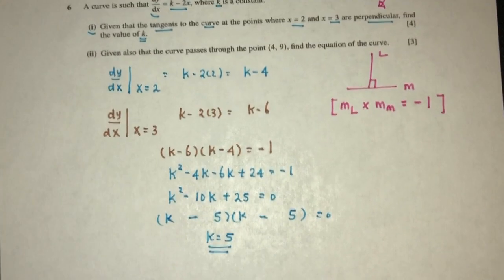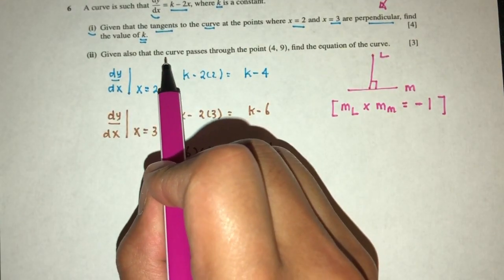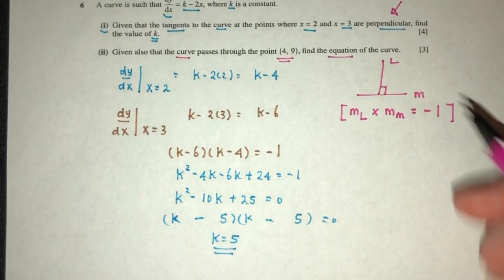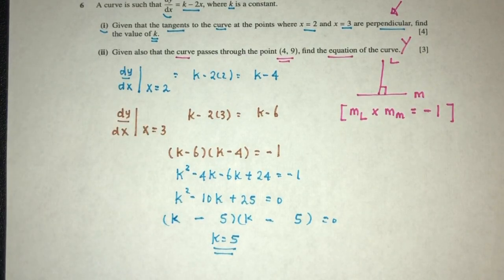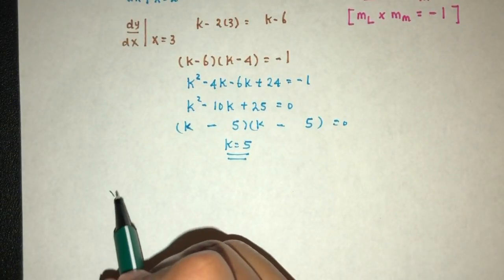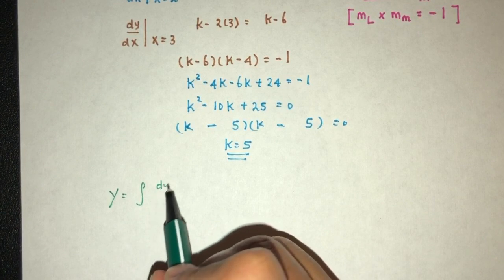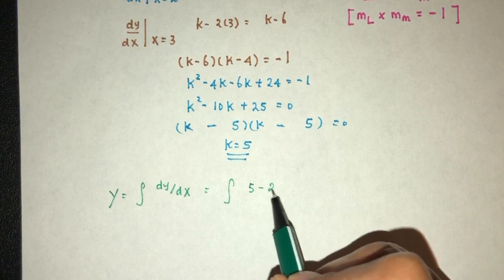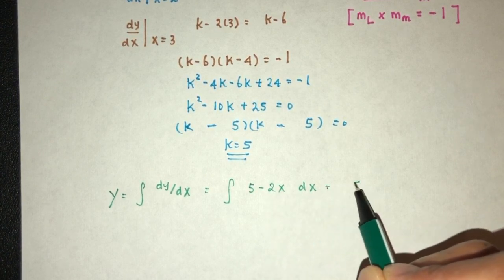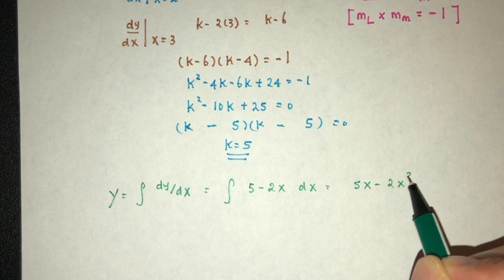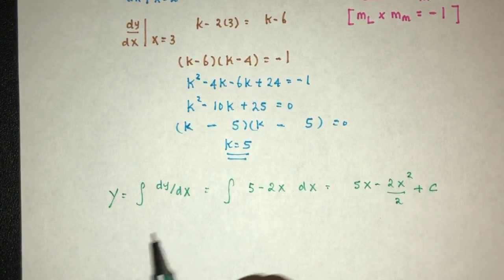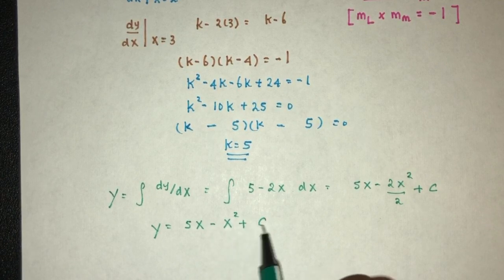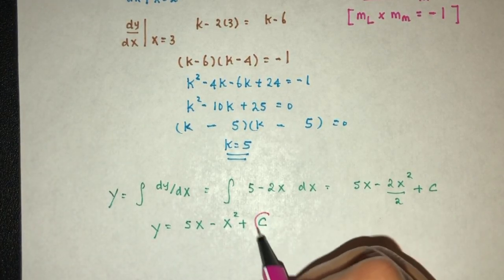Part 1. Now part 2, given that the curve also passes through this point, we have to find the equation of the curve. The equation of the curve means we have to find the value of y. So pretty easy. We understand that y is simply the integration of dy by dx. That will be the integration of k, which is 5 minus 2x, with respect to dx. That will be 5x minus 2x squared over 2 plus c. So y right now is 5x minus x squared plus c. Now c is a constant we need to find.